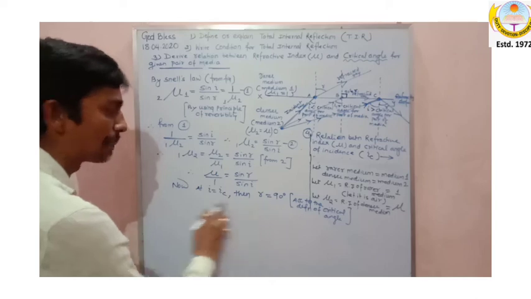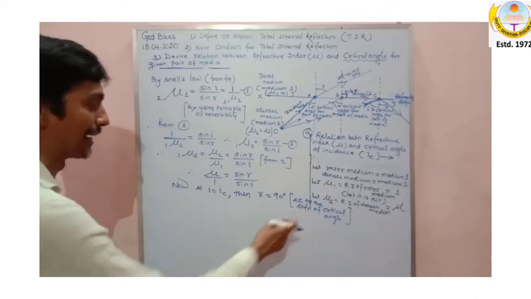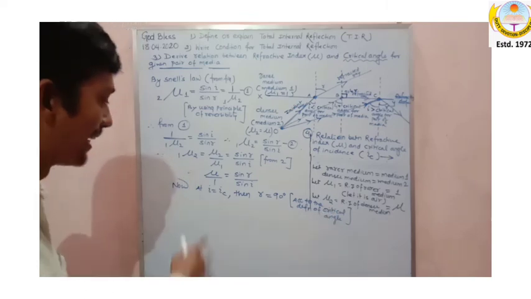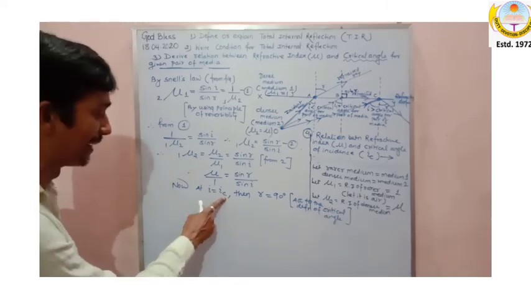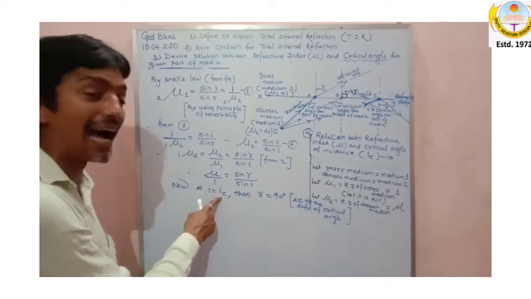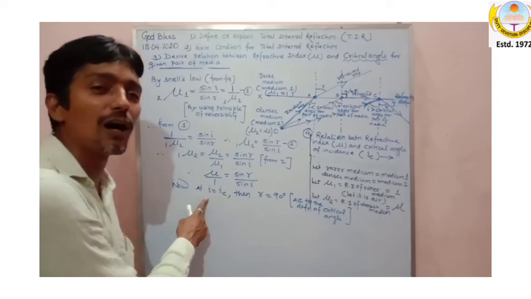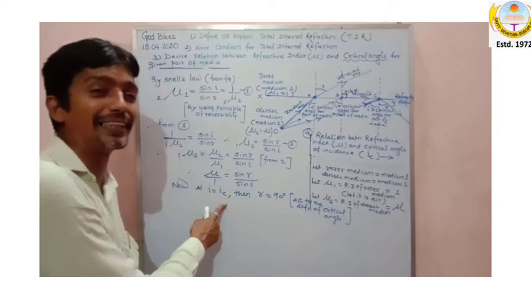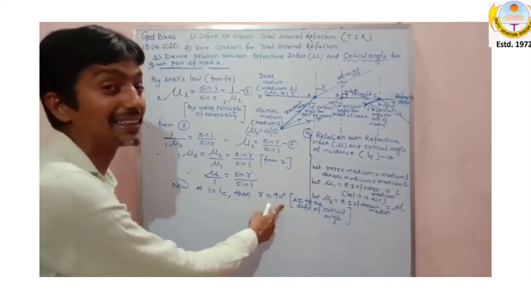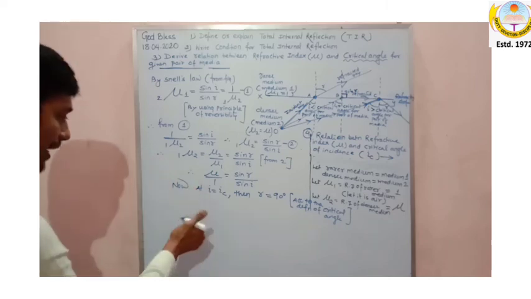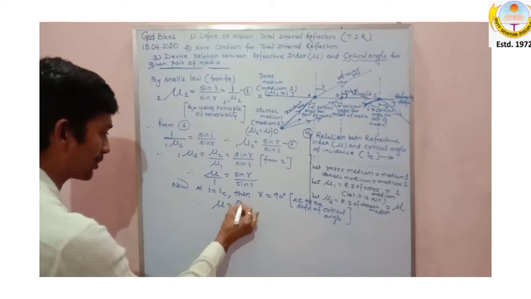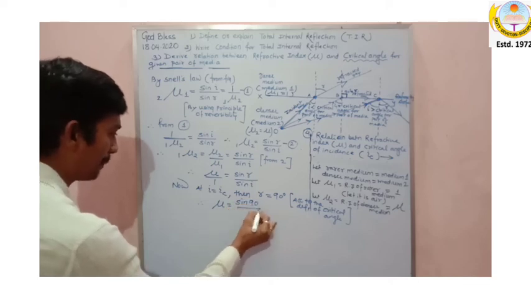Where did I get this from? By the definition of critical angle. The definition of critical angle says the critical angle is the angle of incidence. So I becomes IC. The normal angle of incidence becomes the critical angle of incidence when R, that is the angle of refraction in the rarer medium, is 90 degrees. So here, what will happen? Therefore, mu by 1 can be written as mu is equal to sine 90 divided by sine IC.